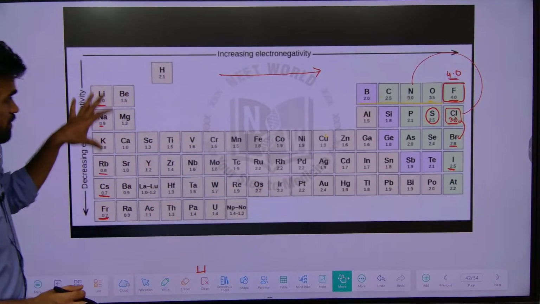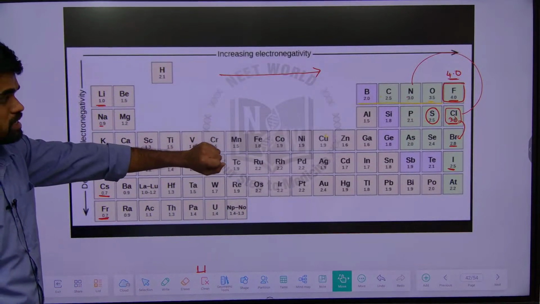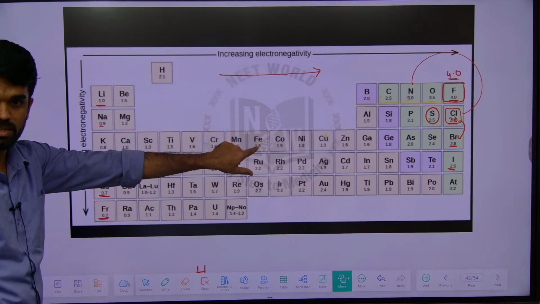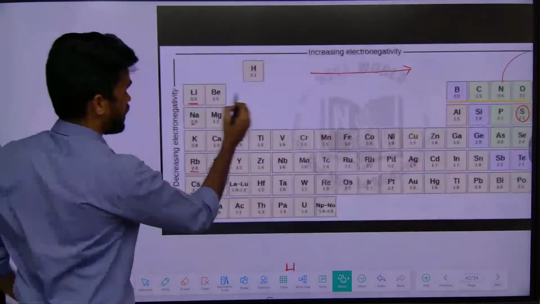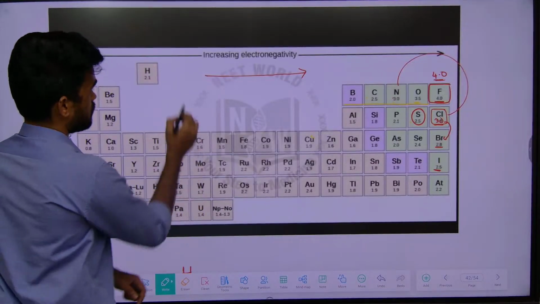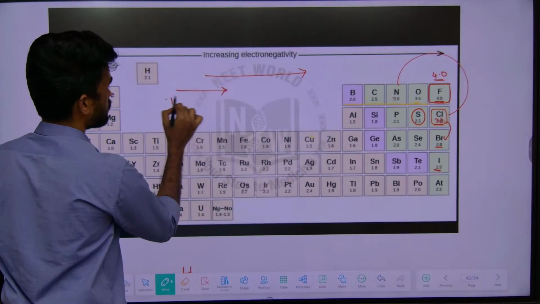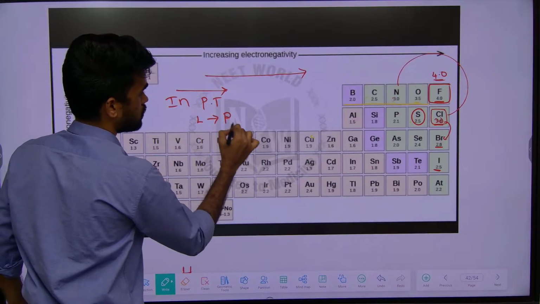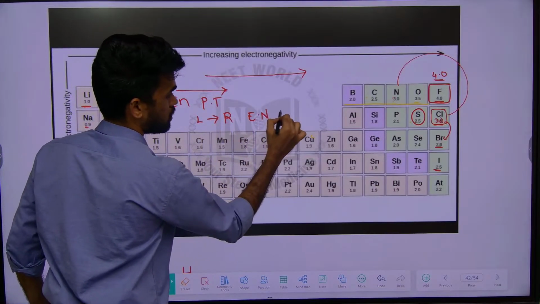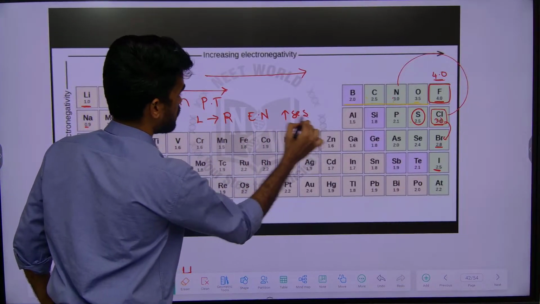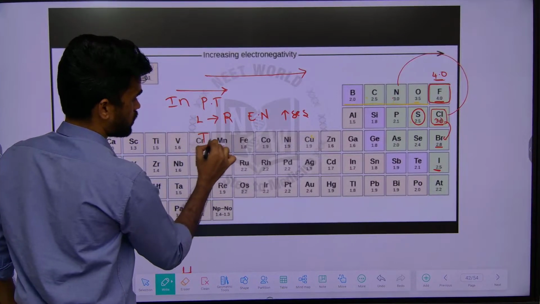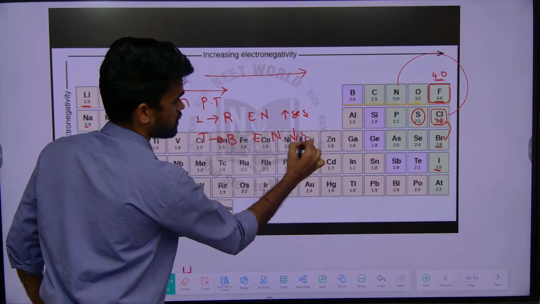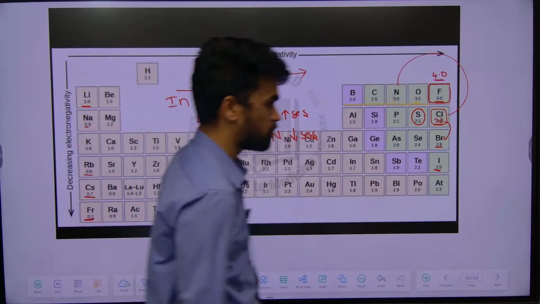Between alkali metals and transition elements, which one has slightly more electronegativity? Transition elements only. Because left to right, what happens to electronegativity? So you can make in the periodic table: left to right, electronegativity increases. Top to bottom, electronegativity decreases. You already know these statements, you can make simple lines.